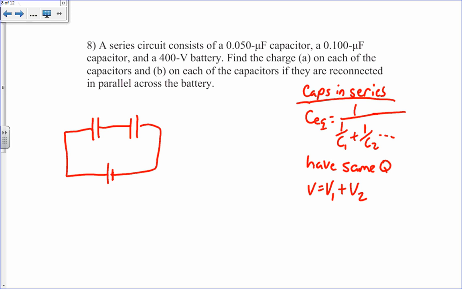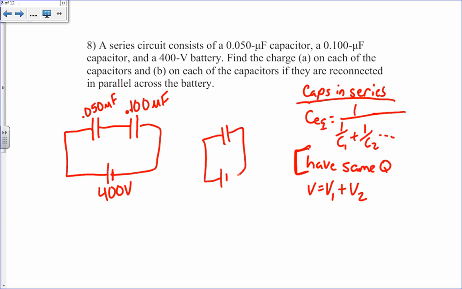All right, so I'll call this one 0.050 microfarads. This is 0.1 microfarads, and I have 400 volts. I want to know what is the charge on each of these capacitors. If they're in series, they have the same charge. That's one of my basic rules for capacitors in series. So I want to find the equivalent capacitance of these two. That is, what single capacitor could I replace them by?